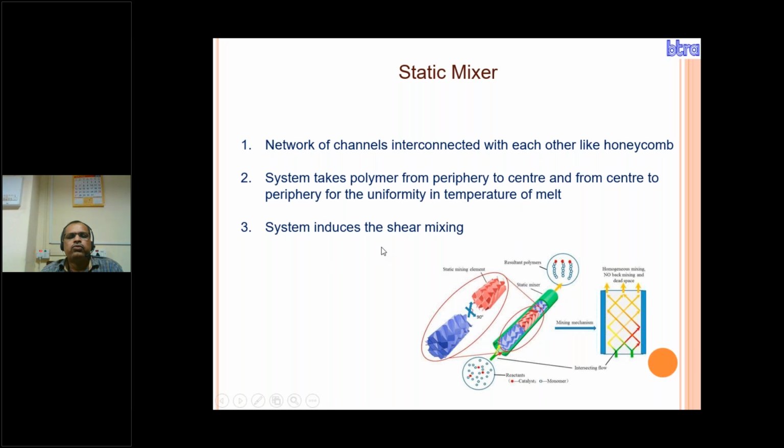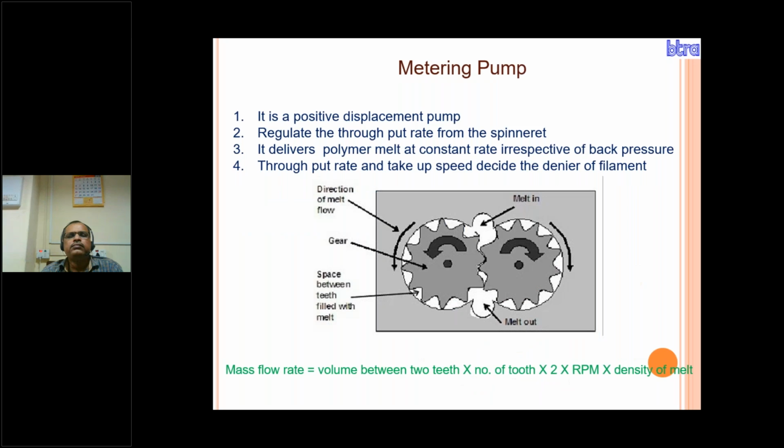structure. The system includes shear mixing. Due to this shear mixing, the temperature is maintained uniformly in the molten polymer before entering into the metering pump. So this is the metering pump which feeds the material to the spin pack. It is a positive displacement pump, regulates throughput rate from the spin rate, and delivers polymer melt at a constant rate irrespective of back pressure.